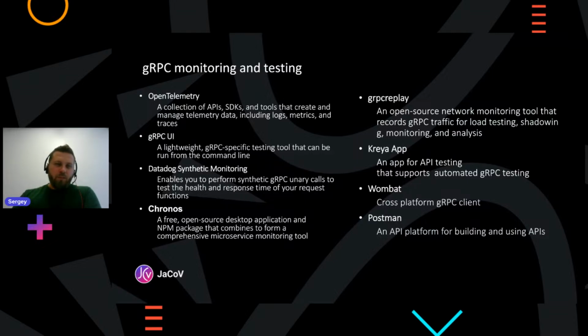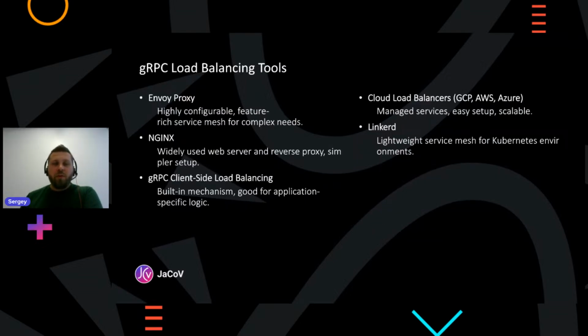It's a collection of APIs, SDKs, and tools to create and manage telemetry data, logs, metrics, etc. gRPC Replay is a network monitoring tool that records gRPC traffic for load testing, monitoring and analysis. So you could record your real network traffic, and replicate it later to see how your application behaves on high loads. It could be quite useful for integration testing, because you don't need to create some external gRPC services, for example. You could use gRPC Replay for it. And of course, Postman. It's a well-known tool. It also supports gRPC.